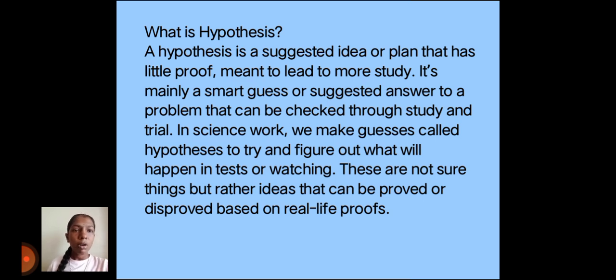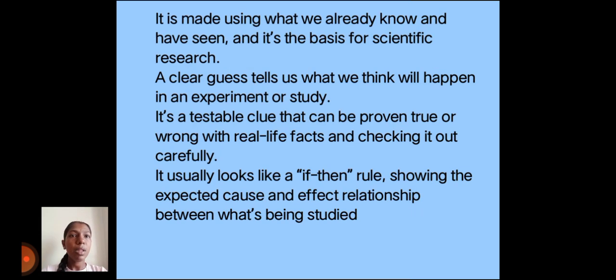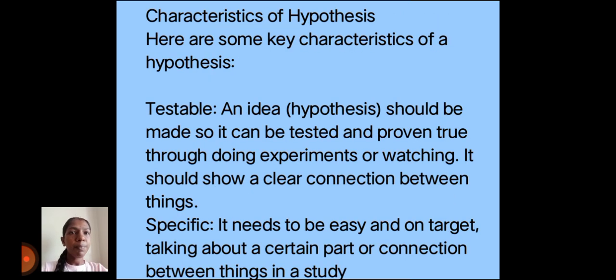These are not sure thinking but rather ideas that can be proved or disproved based on real life proofs. It is made using what we already know and have seen, and it is the basis for scientific research. A clear guess tells us what we think will happen in an experiment or study. It is a testable clue that can be proved true or wrong with real life facts and checking it out carefully. It usually looks like an if-then rule showing the expected cause and effect relationship between what's being studied.